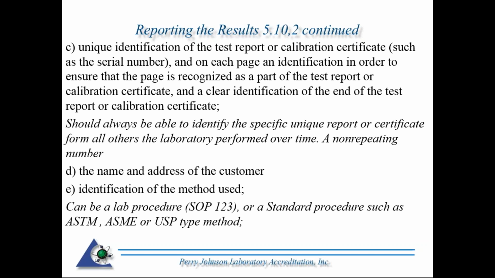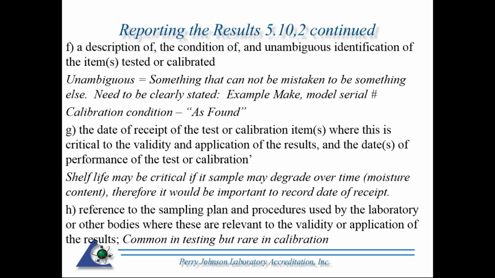E, identification of the method used. This is the procedure that you carry out the test or calibration. It can be an internal lab procedure, such as an internal SOP or work instructions, or it could be a standard procedure such as those that are recognized by organizations such as the ASTM, ASME, or USP type method. The procedure needs to be specified on those test and calibration accredited reports.